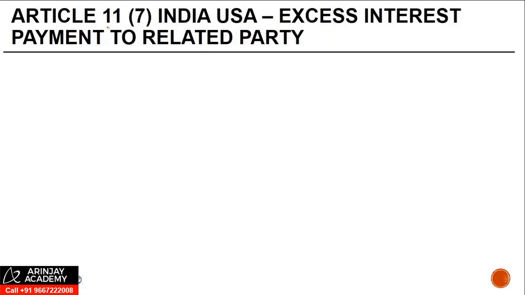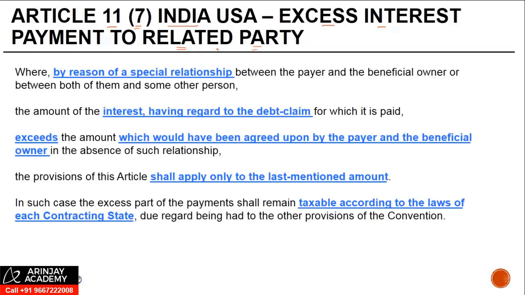The last paragraph, Article 11, Paragraph 7 of the India-US Treaty, deals with a case where excess interest is paid by one party to another because the two are related parties. Suppose there's an Indian company and a foreign company. In normal circumstances, the Indian company would have paid 10% interest. But because the foreign company is a related party, they pay 12% interest.